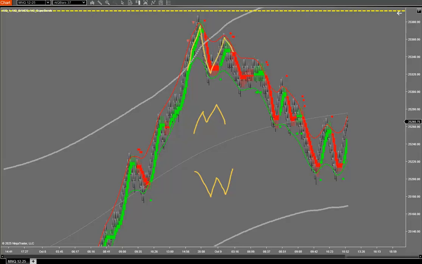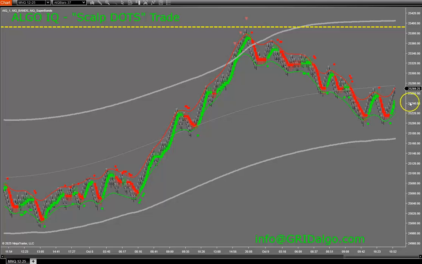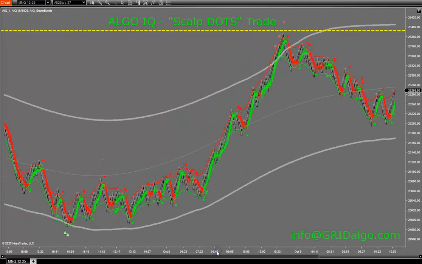We had an M pattern actually off the highs last night, and then a scalp dot. So you can use scalp dot trades in conjunction with seeing a W pattern lift for long entries. And then, like I showed just a second ago, an M pattern rollover for sell side entries. So it's another way you can use the overall Algo IQ program tools. I'm always paying attention to the scalp dots, regardless of what chart.